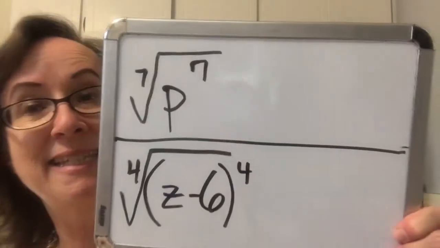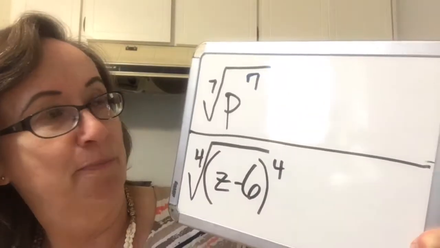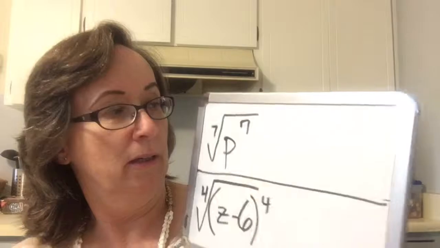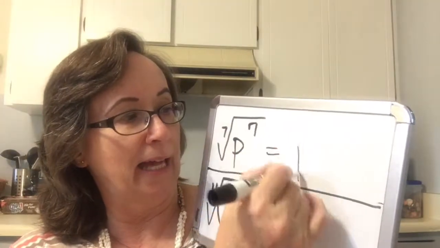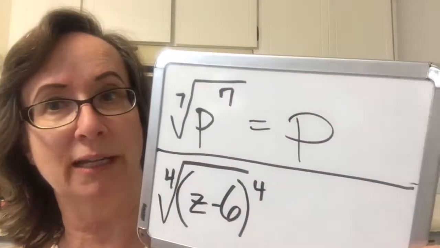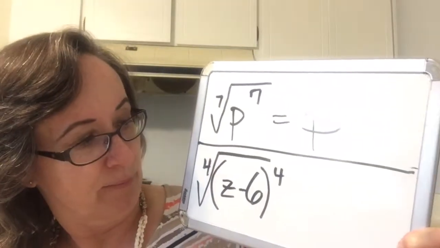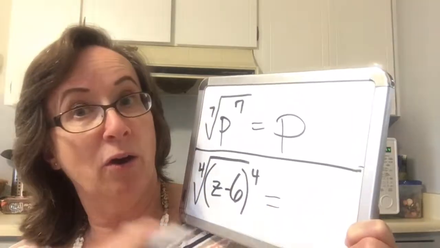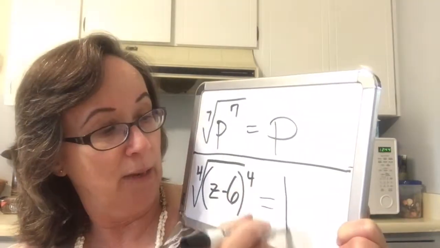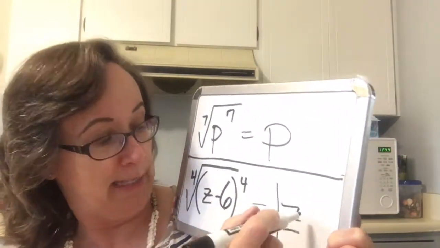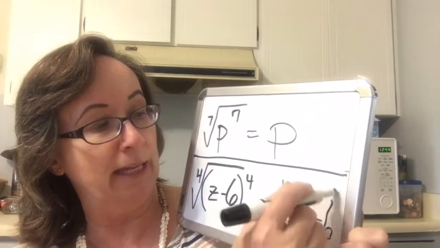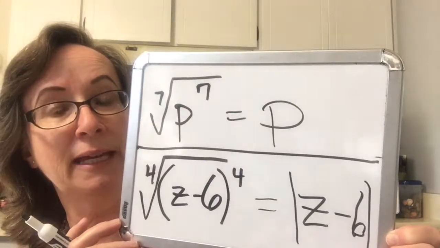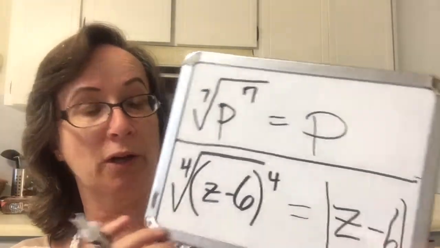So here we have the 7th root of p to the 7th. So we have an odd root and power. So we're going to say p keeps whatever sign it started out as. Here we have a 4th root and a 4th power. So we don't know what z was originally, but we know that we need a positive answer out. So we put the whole thing in absolute value signs, z minus 6, the whole thing in the absolute value, and then we'll know we're okay.